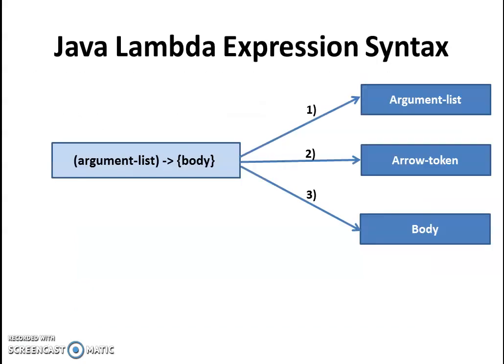The syntax of a lambda expression is very simple. First we provide the argument list inside brackets. Then we write the arrow token, and then inside curly braces we provide the expression body. So basically we have three things. One is the argument list that we need to provide inside parentheses. Second, the arrow token, and third, the expression body. So this is the simple syntax of a Java lambda expression.